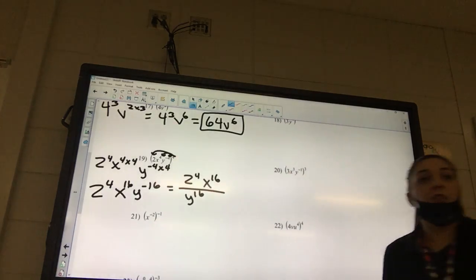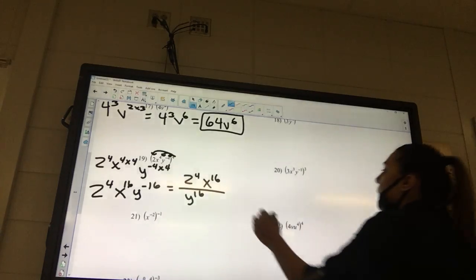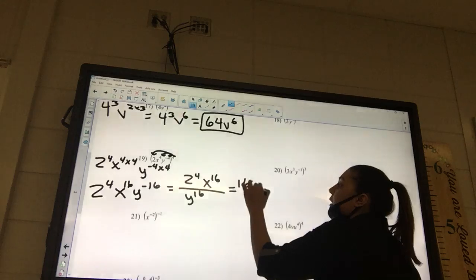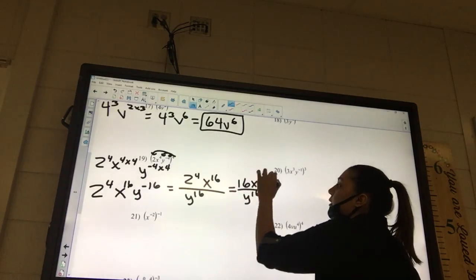Are we finished? No. Why not? You're going to distribute the 4th power. So we need to figure out what is 2 to the 4th power. Do it on your calculator, see what you get. What do you get? 16. So 16 x to the 16, y to the 16.